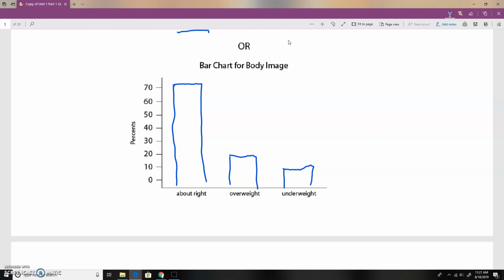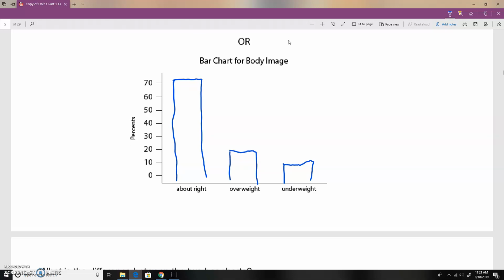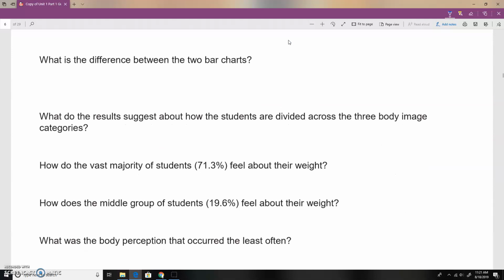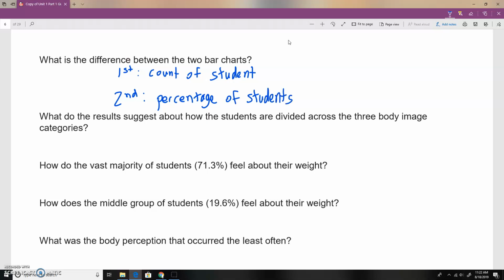Well, let's look at a couple questions about these bar charts. First says, what is the difference between the two bar charts? Well, the main difference is the first chart we did by count of students. How many students were in each category? The second bar chart we did by percentage of students out of the 1,200. And that's two ways we can draw bar charts with a categorical variable like this.